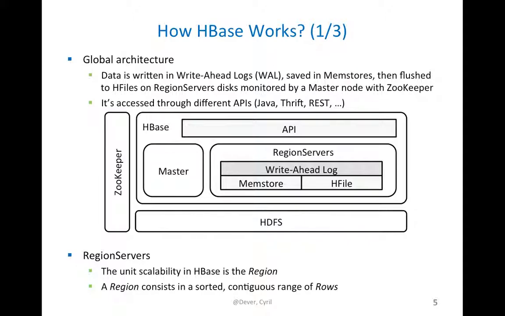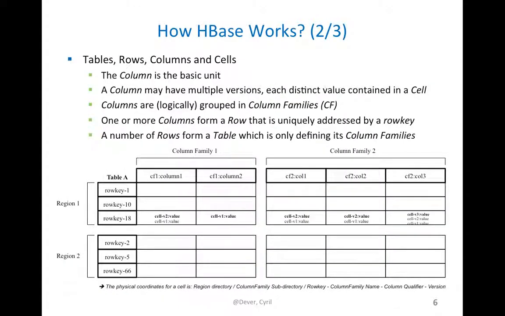So whenever you want to write data to HBase, you will use any of its APIs and let the system walk its way through WALs, memstores, then HFiles on region servers. In the end, a region consists of a sorted contiguous range of rows. Region, rows, let me confuse you a bit more by adding tables, columns, and cells.